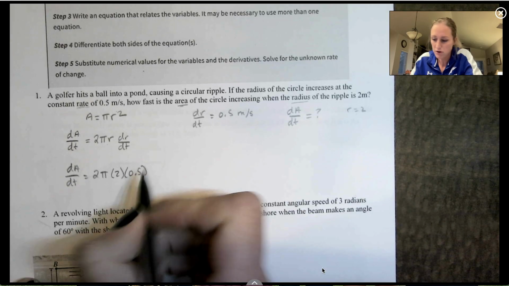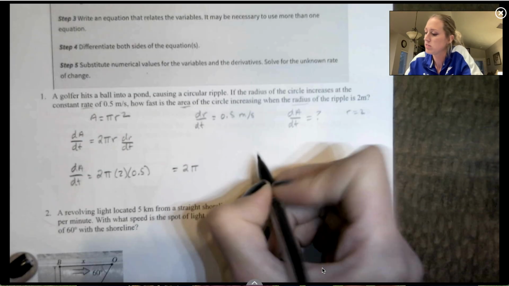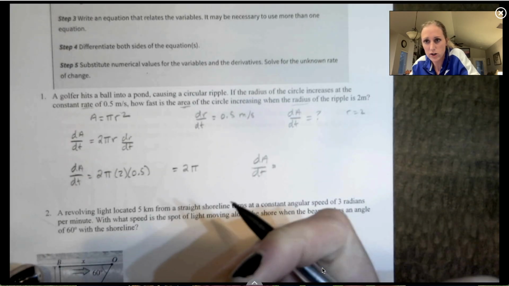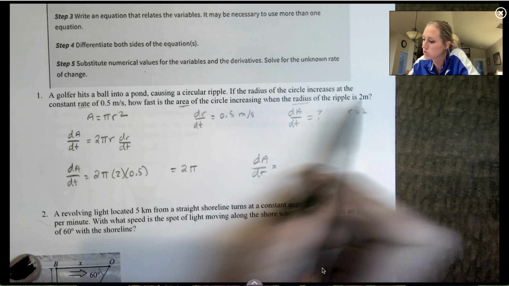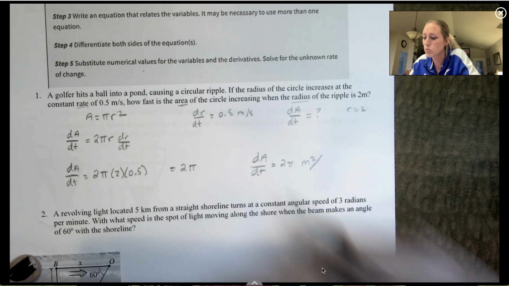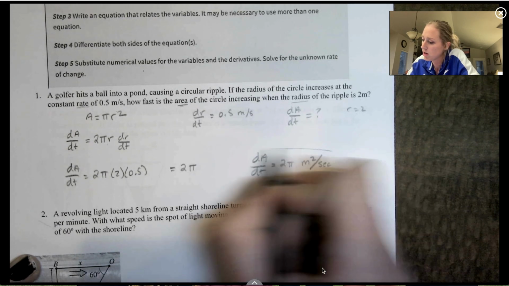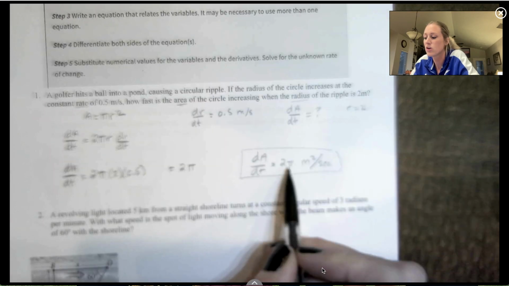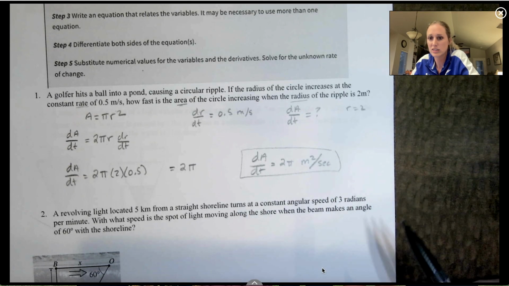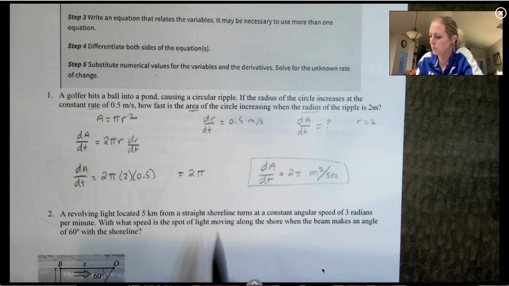When I multiply all that out, I get 2 pi, and this is a rate of the area. So dA/dt, area is measured in square units. We have meters, so this is going to be square meters. And then our unit of time, because this is a rate, is seconds. Okay, so our area is increasing at a rate of 2 pi meters squared per second when the radius is 2 meters. I'm actually going to add that sentence, you guys, just so we're practicing that interpreting part.